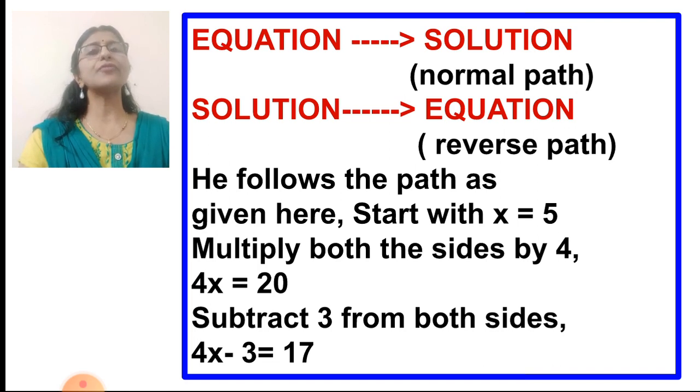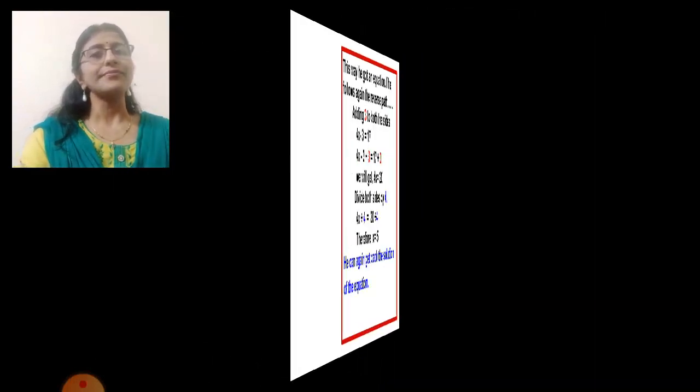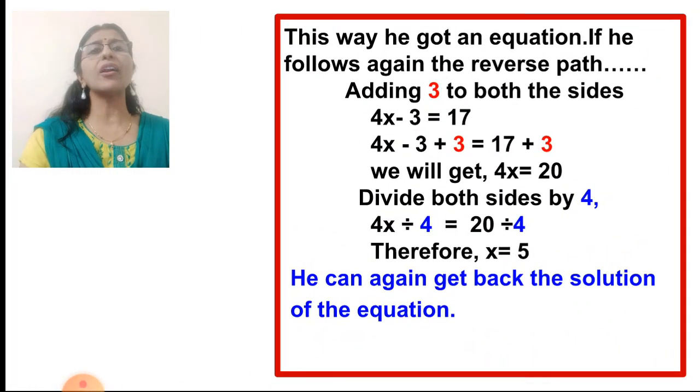So x equal to 5, when 4 is multiplied to both the sides of the equation, will become 4x is equal to 20. And then he subtracts 3 from both the sides. Let us see what he gets. So he will get 4x minus 3, and then 20 minus 3 will be 17. So he gets 4x minus 3 is equal to 17. So from the solution again he got an equation. Now here you see this way he got an equation.